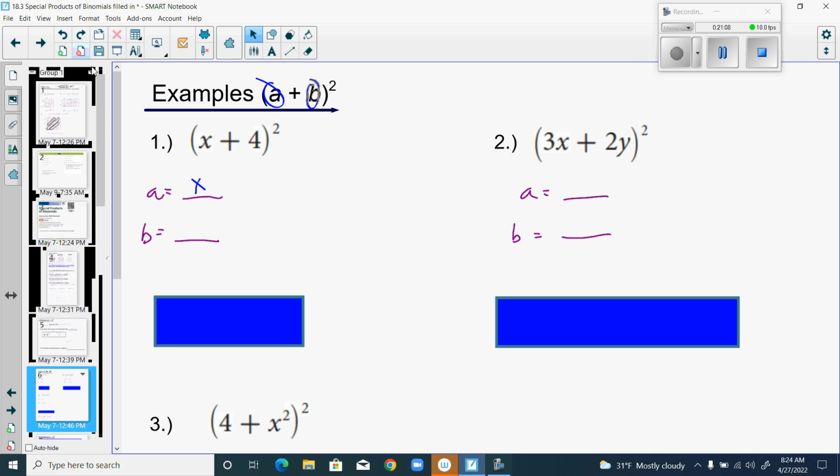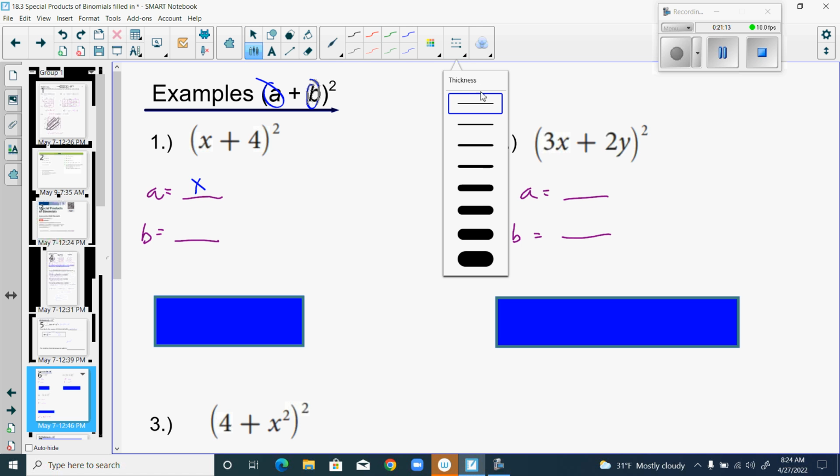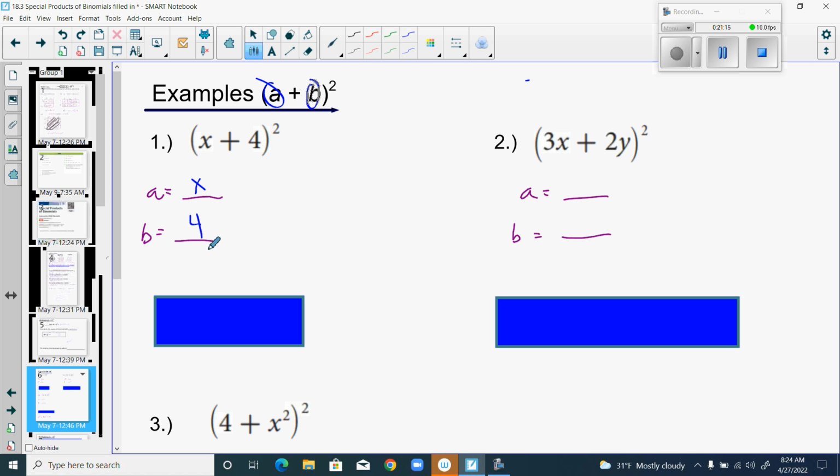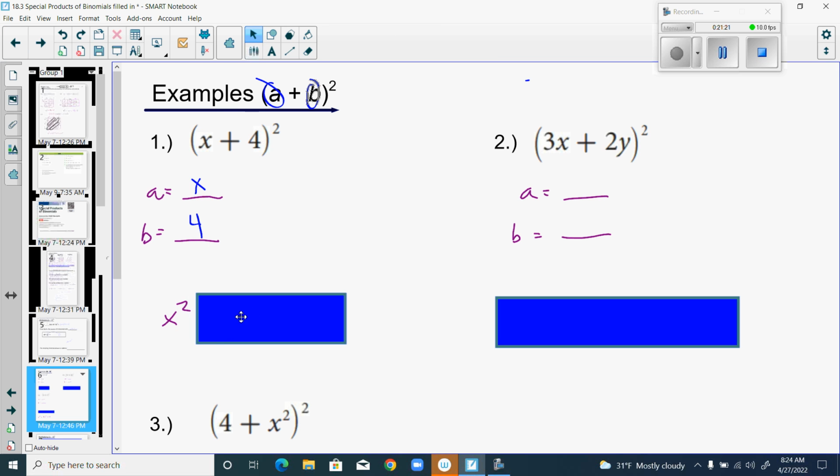And if we go back to our pattern, that means our first term is going to be the square of the first term, which is X squared. Our second term is 2 times X times 4, which is 8X. And our last term is the square of the last term, which is 16. So that is our final answer there.